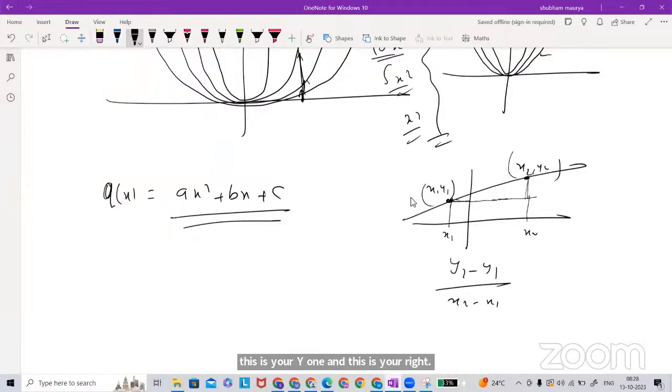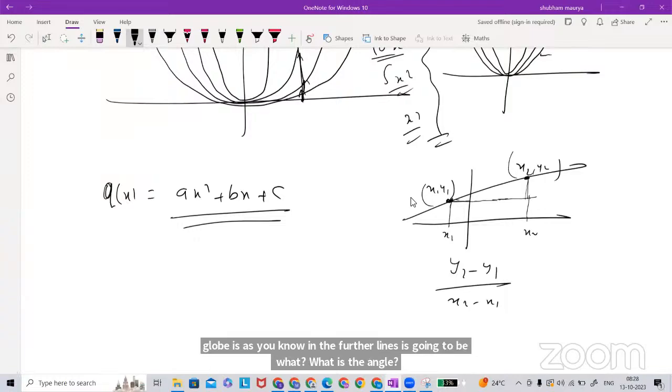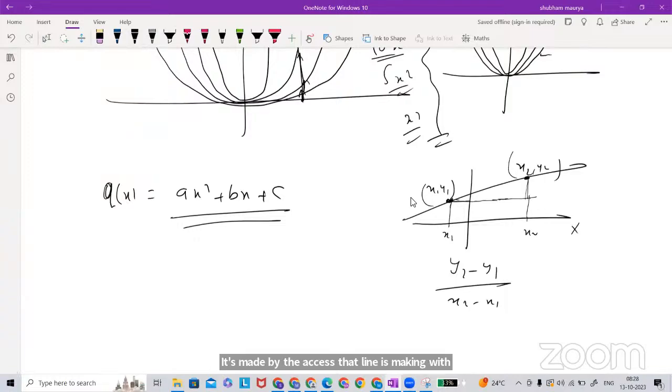So slope, as you know, for lines is going to be what? It is the angle that line makes with the x-axis. Now also see the differences. What is happening here is that, if you see the formula, you are taking the y value differences. This is going to be y1 and this is y2. The difference between the y values is divided by the difference in x values.